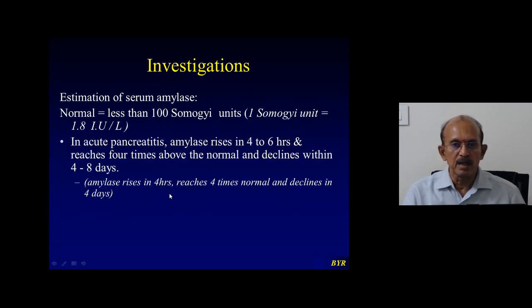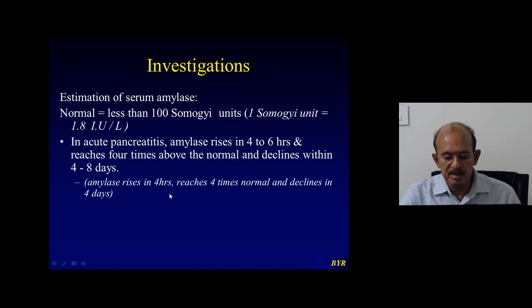Nowadays we do it in international units, that is normally about 100 to 150 international units. In acute pancreatitis, amylase rises in 4 to 6 hours, reaches 4 times above the normal, and declines within 4 to 8 days. That means this is the rule of 4. Amylase rises in 4 hours, reaches 4 times normal, and declines in 4 days. So remember the 4 in relation to the amylase. After 4 days, if you do amylase, it won't give you any information.